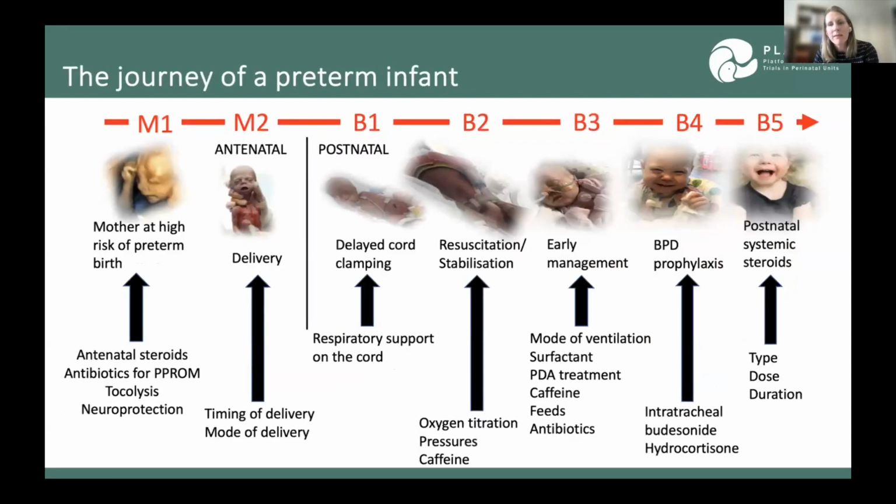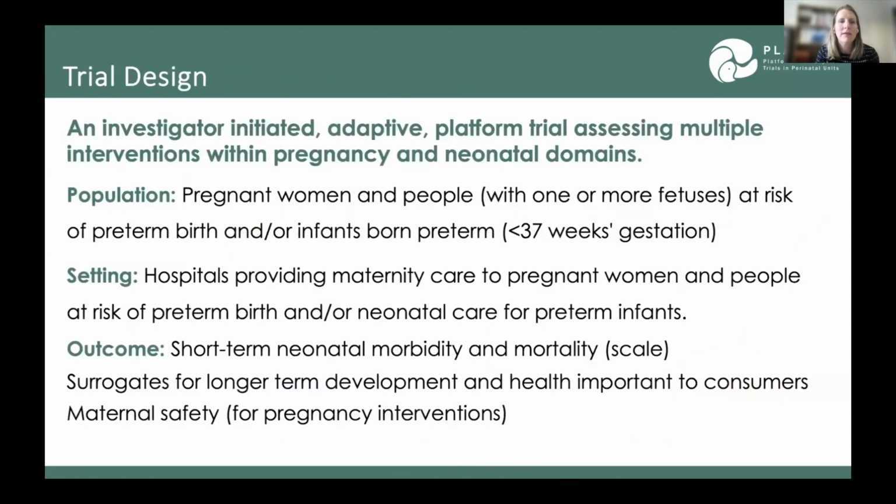And so these are the sort of things that might happen to a mother and a baby if they're at risk of preterm birth. There's things that we do to mothers during pregnancy to try and improve their outcomes. There's things we do to the baby when it's born, and there's things that we do to the baby in the nursery to try and give it a better chance of a successful life with fewer complications. But many of these are not based on clinical trial evidence, and now's the time really for us to address that, and a platform trial will allow us to do this.